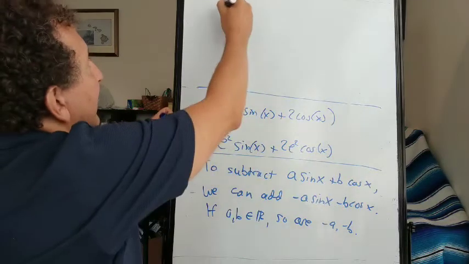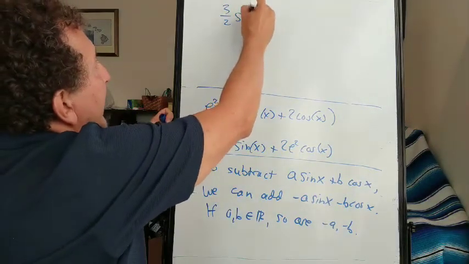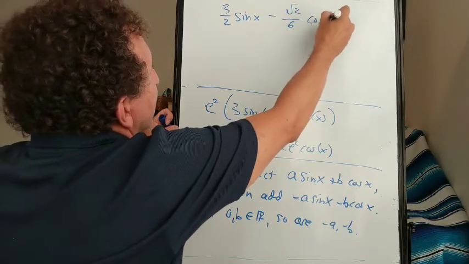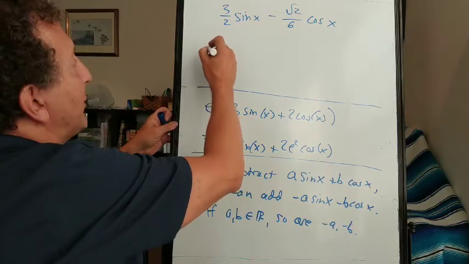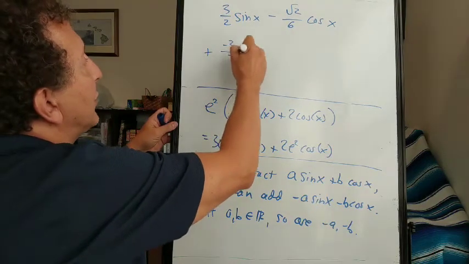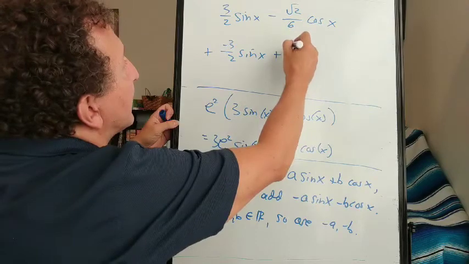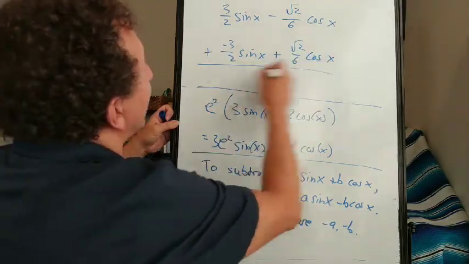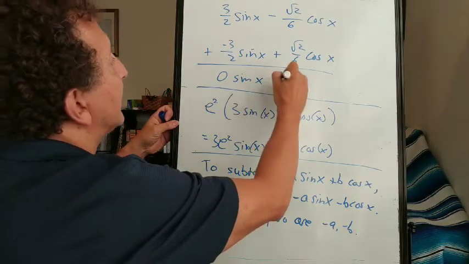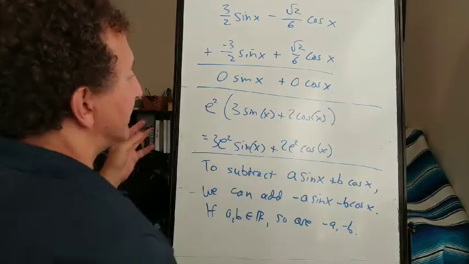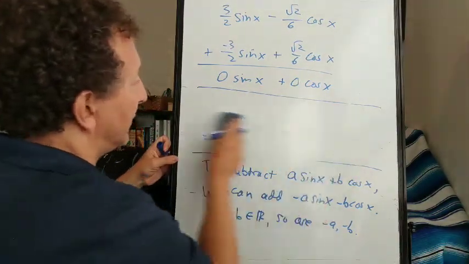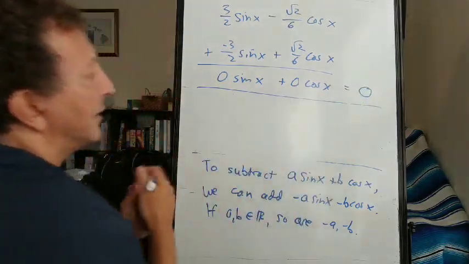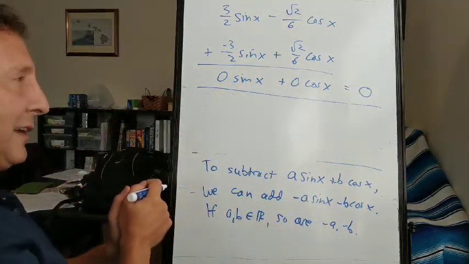Furthermore, if we try that, let's say 3/2 sine x minus square root of 2 over 6 cosine x, and we add the opposite, minus 3 over 2 sine of x plus square root of 2 over 6 cosine of x, then we get 0 sine of x plus 0 cosine of x. So we have this zero linear combination of sine x and cosine of x also.